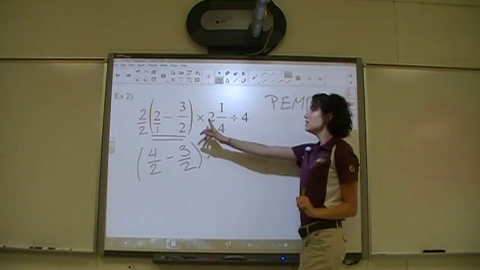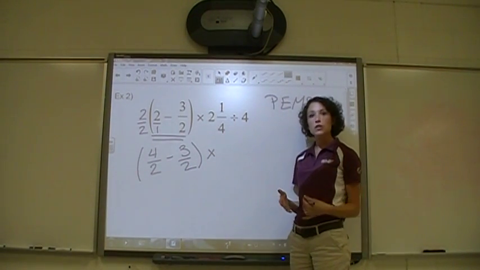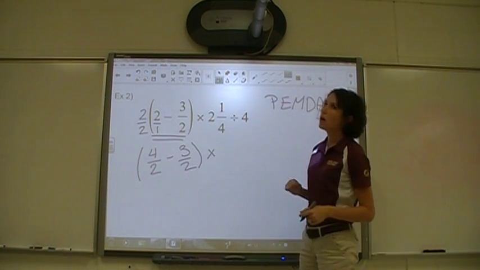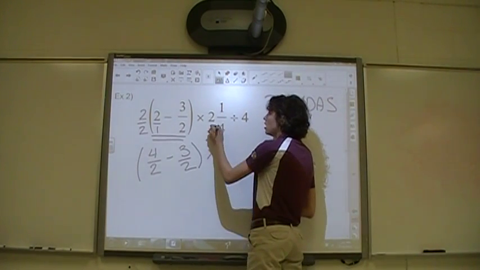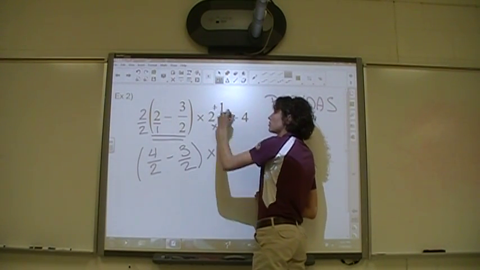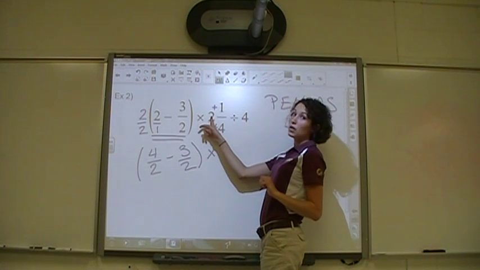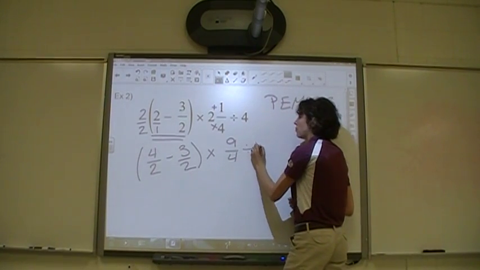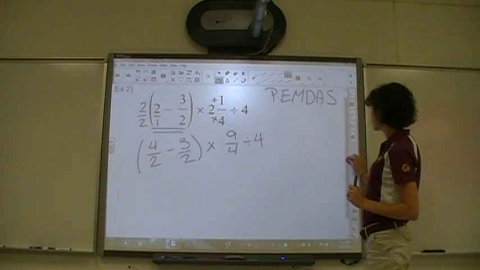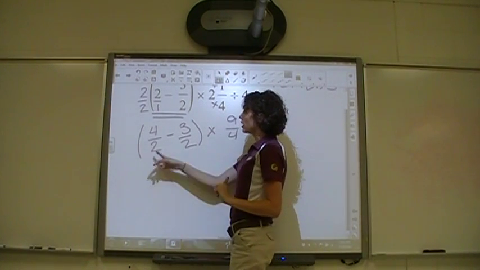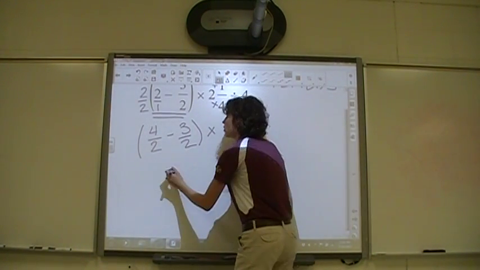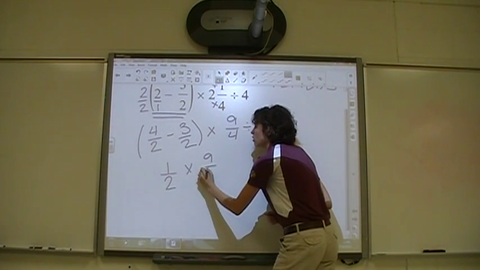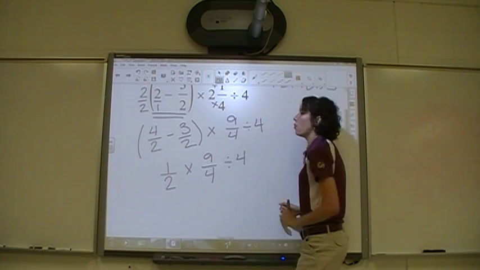Then times. Now, 2 1/4. When you're using your order of operations, it's actually easier to work with improper fractions. So to change this mixed number into an improper fraction, you do 2 times 4 plus 1. 4 times 2 is going to give me 8, plus 1 gives me 9. So really I have 9 over 4 divided by 4. All right, let's keep on working inside those parentheses. So we have 4 over 2 minus 3 over 2, which is going to give me 1 over 2. Then we have times 9 over 4 divided by 4.